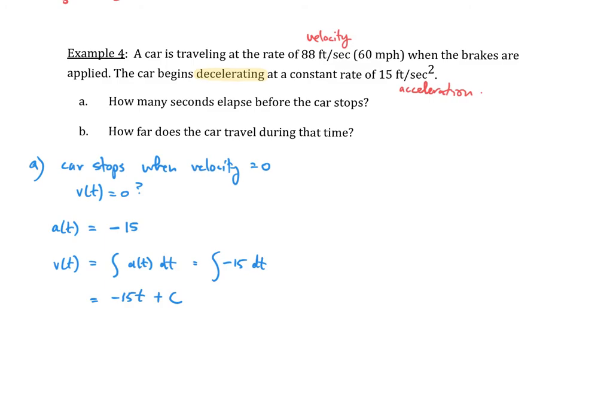This is really an initial value problem. So they're telling me that a car is traveling at a rate of 88 feet per second, which is a velocity, when the brakes are applied. So we're going to say the following. We're going to say at t equal to 0, we apply the brakes. Okay? So now we have that initial value problem. That means that v of 0 is equal to 88. Well, truly 88 feet per second.